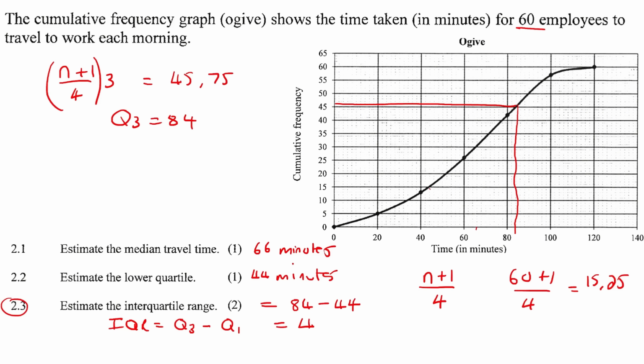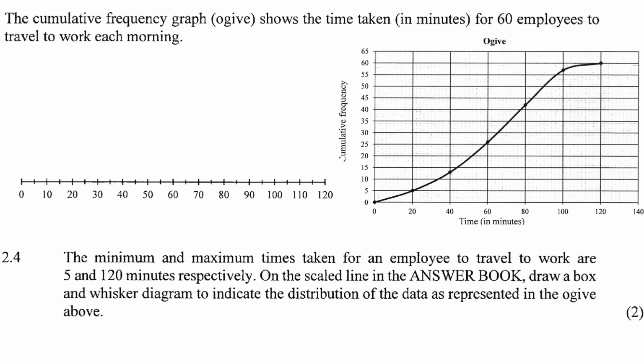And if you minus those, you end up with 40. Okay, this question says the minimum and maximum are 5 and 120. And then it says on the scaled line in the answer book, which is this one over here, draw a box and whisker. So a box and whisker has 5 things. It has the minimum, it has the Q1, Q2, which is also called your median, Q3, and your max.